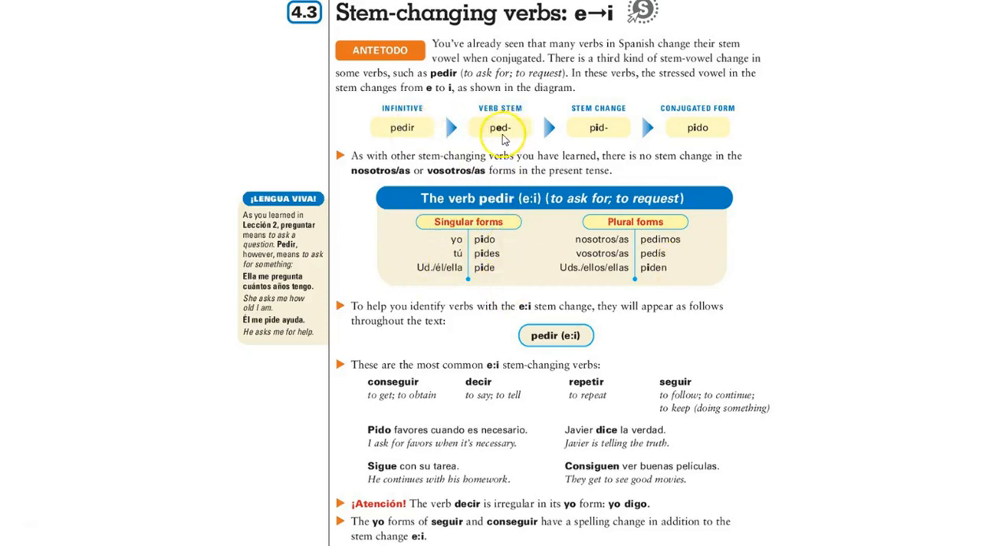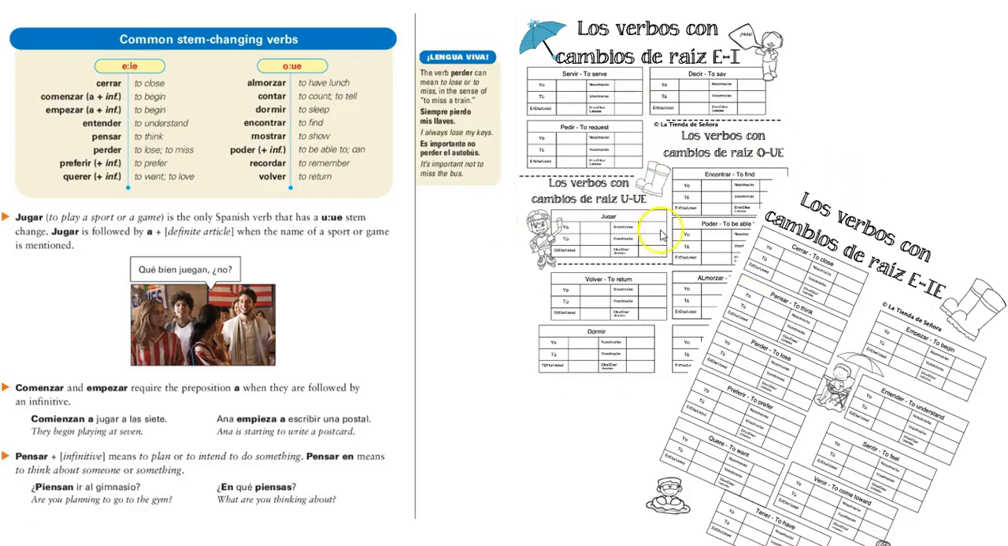What changes is the stem. So the E of the stem is going to now become an I, only in the yo, tú, usted, él, ella, and ustedes, ellos, and ellas. So again, into the boot. So when you're doing this particular handout, you'll see in the answer key, I've highlighted the boot. I've made the boot so that I can visually see it and get my mind thinking about these verbs in those categories.